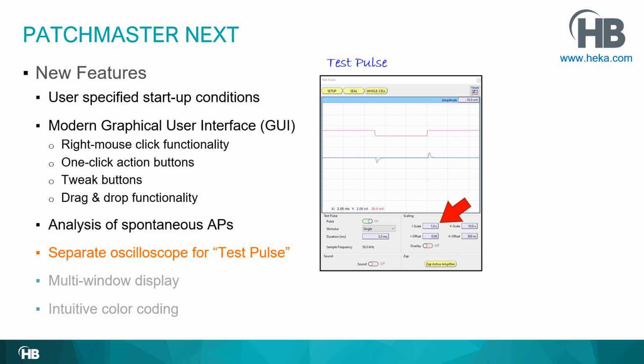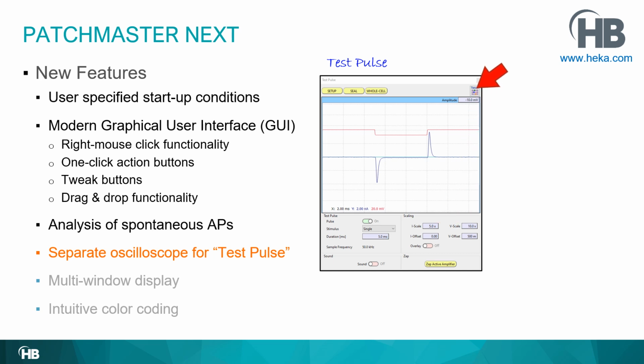This allows you to scale the test pulse and the test pulse only. So you can increase the test pulse by setting this to 5x, for example, that increases the current response for the test pulse. But important to note is here that this scaling does not affect the data scaling in the data oscilloscope. So this is important. There's a big difference to the old PATCHMASTER. When you change the test pulse scaling, it does not affect the data oscilloscope.